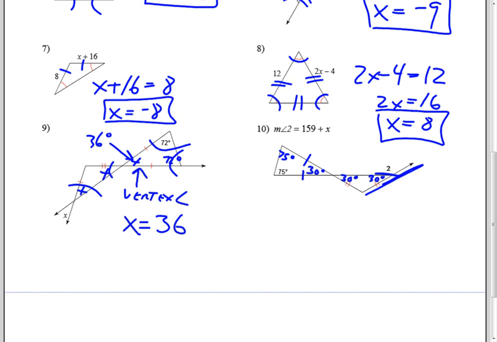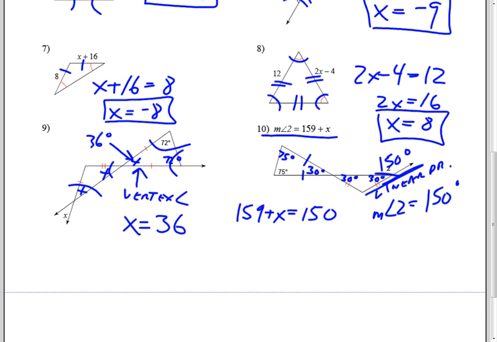Then what will 2 be? How many degrees? Okay. For just angle 2. 150. We've got a linear pair out here. So angle 2 is 150, but we already said angle 2 is equal to this expression. -9? Does that look correct? Any questions on those 10?